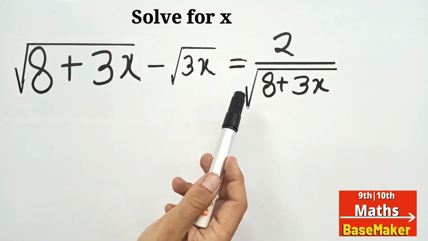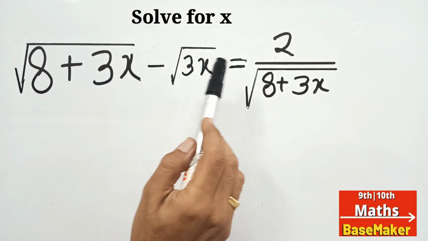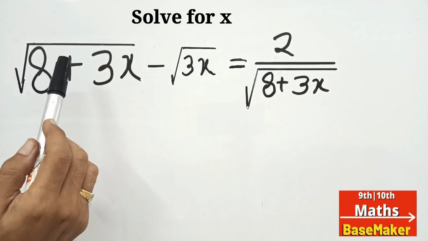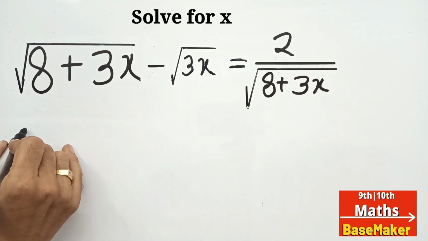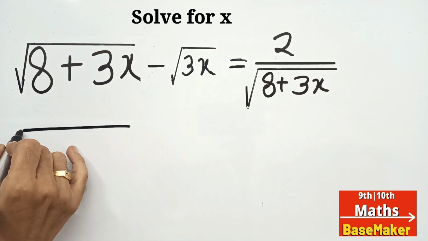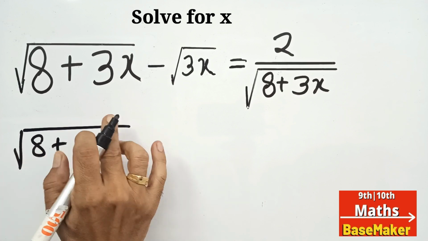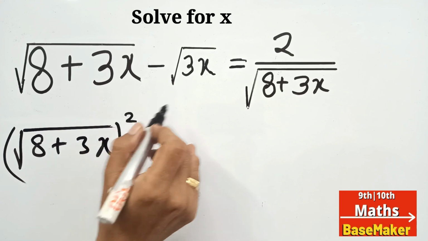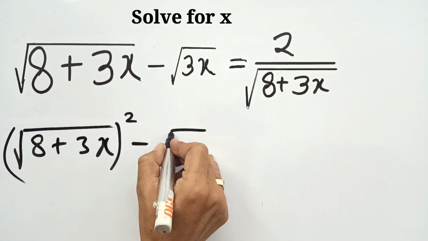We have to solve this given expression, square root of 8 plus 3x minus square root of 3x is equal to 2 upon square root of 8 plus 3x, and we have to find the value of x. So let us first cross multiply. The same, so it will be square multiplied by root 3x.